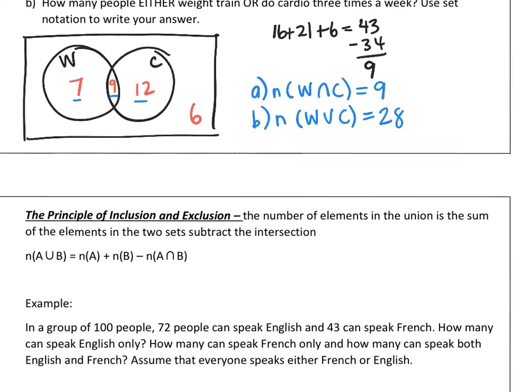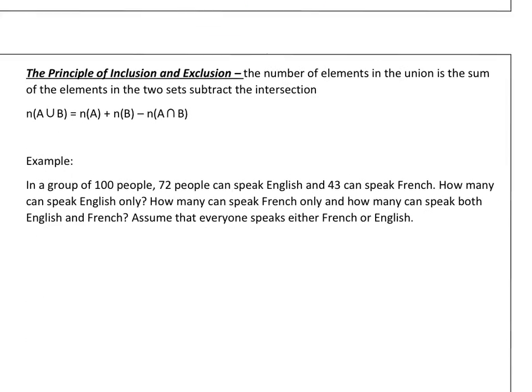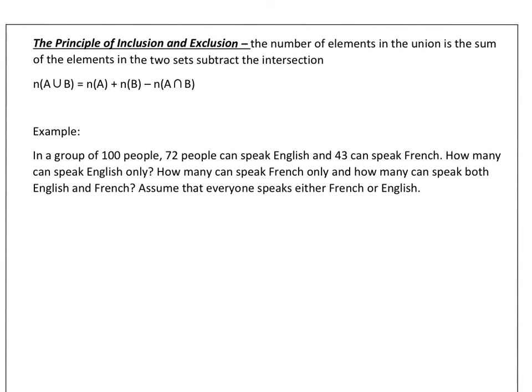Okay. One last thing to look at, it's called the principle of inclusion and exclusion. So there is a formula. If you're a formula person, I'll be honest, I don't love the formula. I'll show you how to use it, but I usually just use that idea of adding them up and subtracting how many are too many.